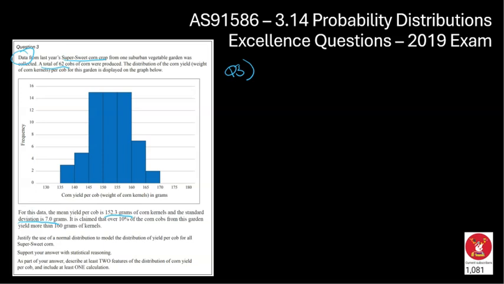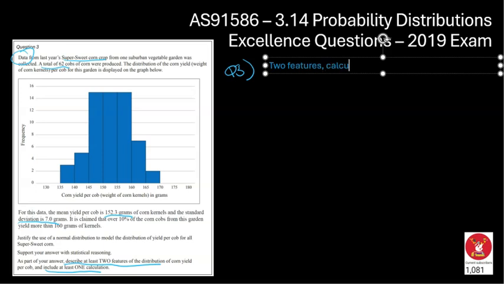Okay, so the question down the bottom here says, justify the use of a normal distribution model. Support your answer with statistical reasoning. And really important, down the bottom it describes what it wants you to do: we need to describe at least 2 features of the distribution. And we need to include at least one calculation as part of our discussion. So just a reminder, we're looking for 2 features, and we need a calculation.